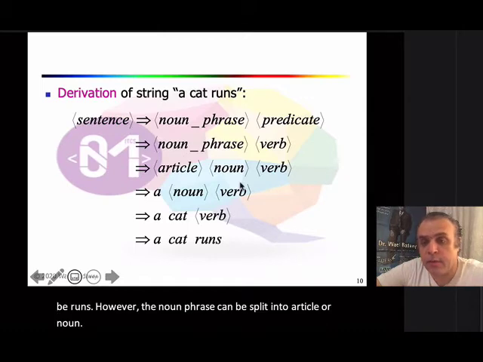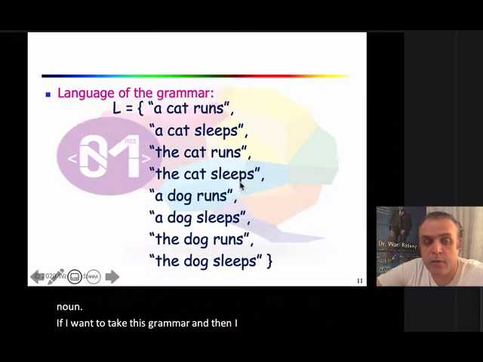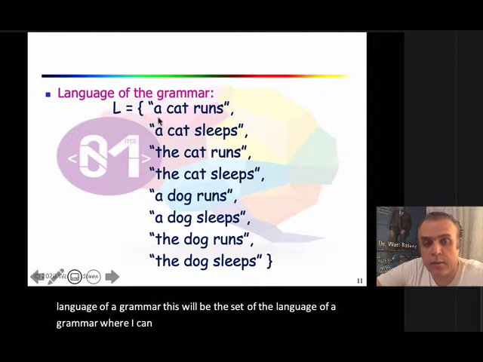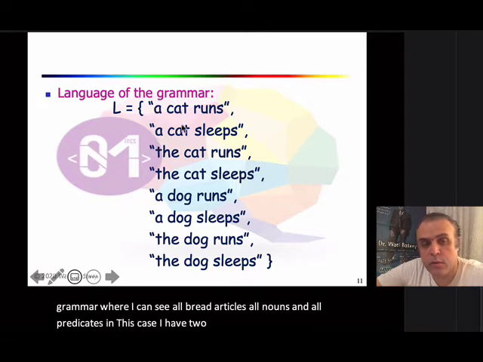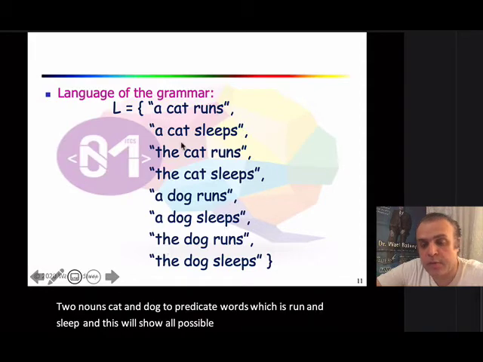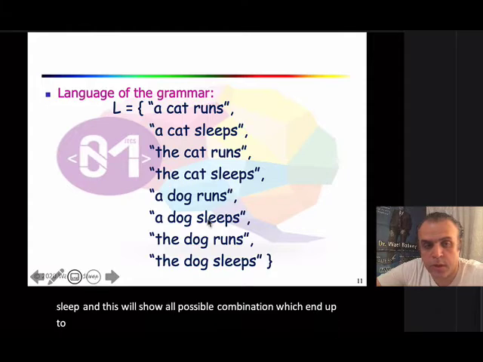If I want to take this grammar and define the language of the grammar, this will be the set of all articles, all nouns, and all predicates. In this case, I have two articles, a and the, two nouns, cat and dog, and two predicate verbs, run and sleep. And this will show all possible combinations, which end up being 2 to the power 3, which is basically 8 different combinations.